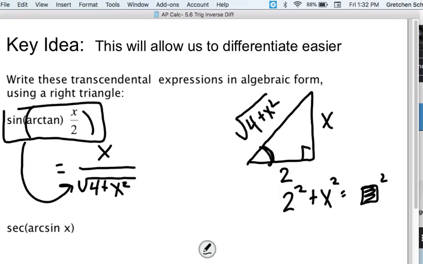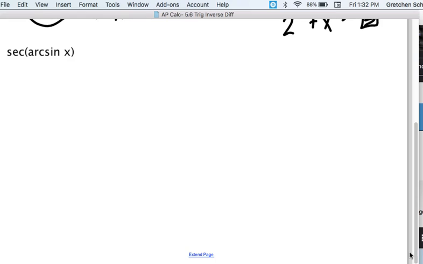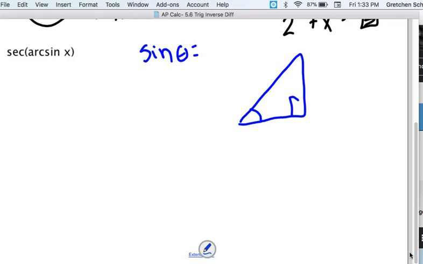On the next one, start on the inside. Arc sine of x. What that means is sine of some angle has to equal x. So x over 1. Fill in the missing side using Pythagorean theorem.